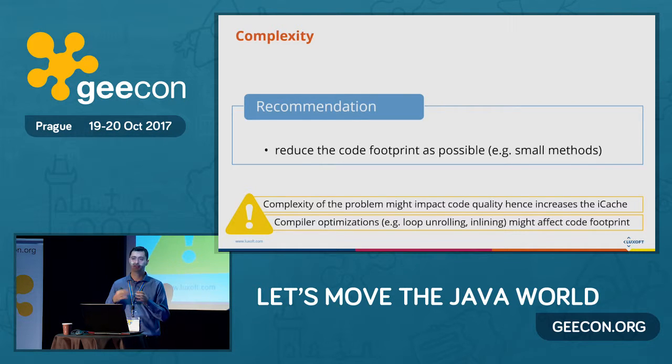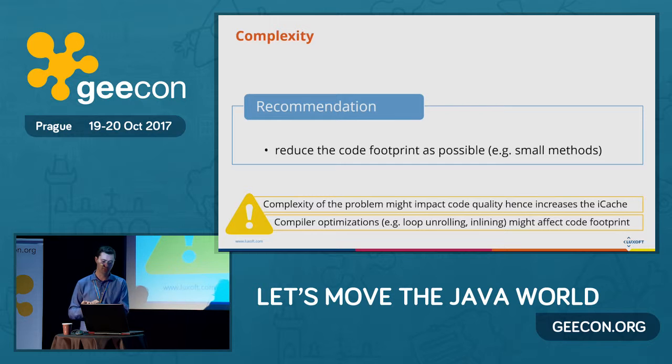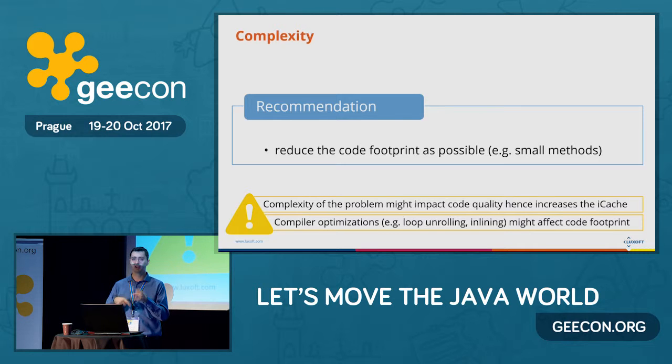Nevertheless, there are also some optimizations done by ahead-of-time compilers and just-in-time compilers, for example the Java just-in-time compiler. They do a lot of optimizations, especially in terms of loop unrolling. They unroll your loops, and they do a lot of inlining, so they change the footprint of your code, and this might impact the instruction cache as well. So you should be aware of that optimization as well.